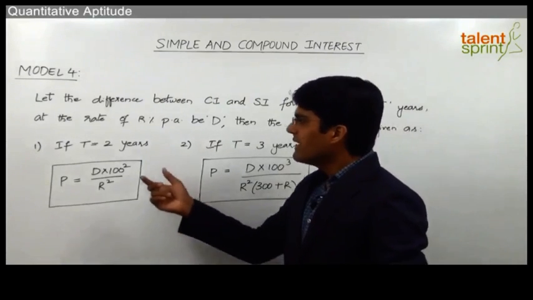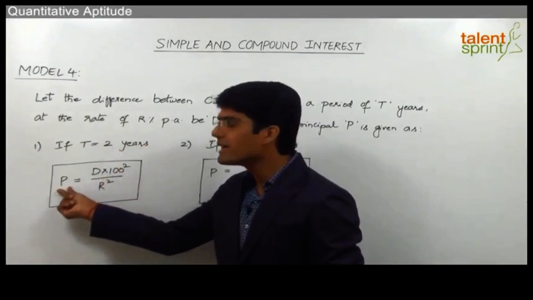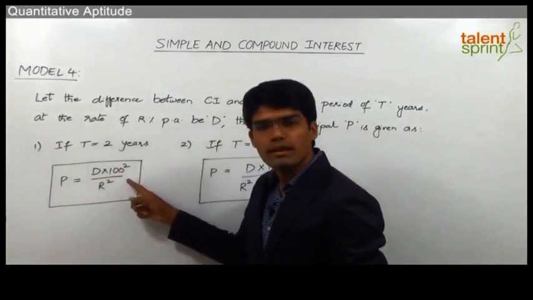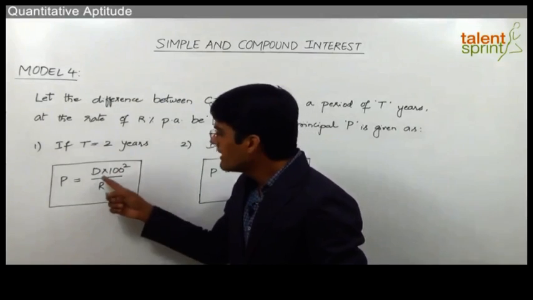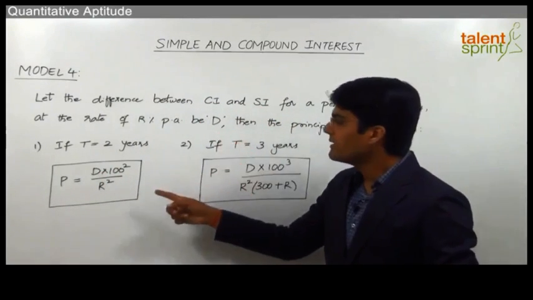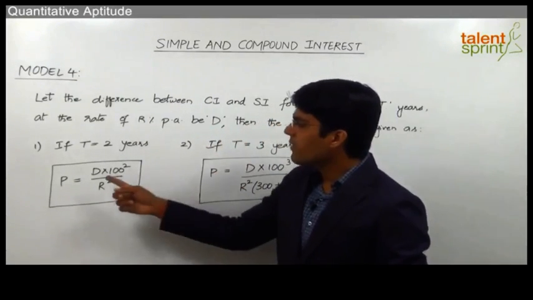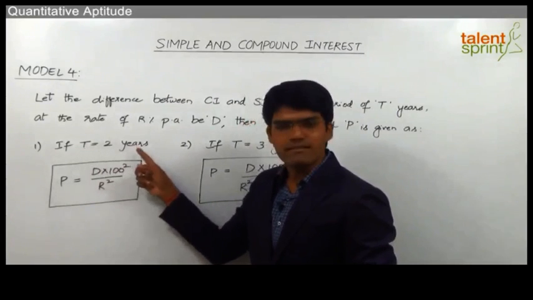The first case is, if time t is equal to 2 years, then the principal p can be calculated as d into 100 squared divided by r squared, where d is the difference between compound interest and simple interest, and r is the rate of interest per annum. And remember, this formula is applicable when the time period is given as 2 years.